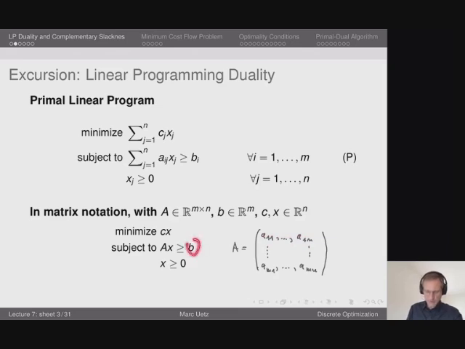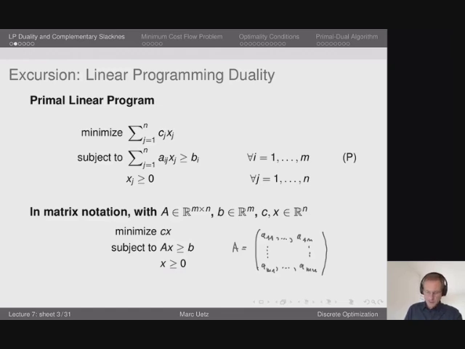And we have the right-hand sides b, which is just the corresponding right-hand sides of the linear constraints. And therefore, b must be a vector of length m. Okay, so the problem reads minimizing c times x subject to these linear constraints Ax larger or equal than b, and x should be non-negative.